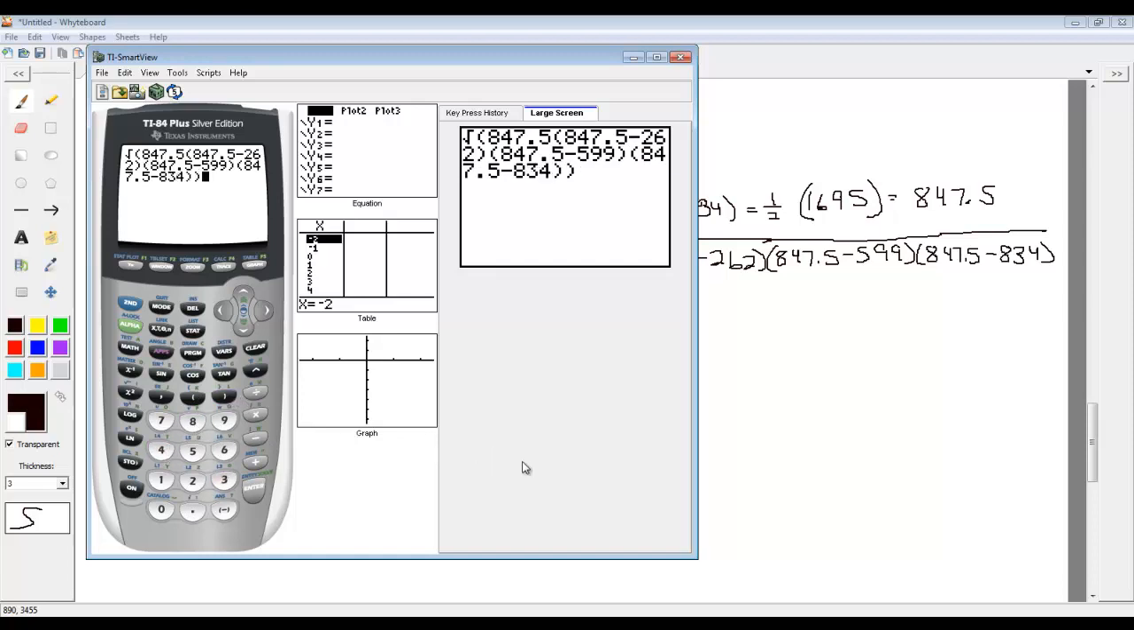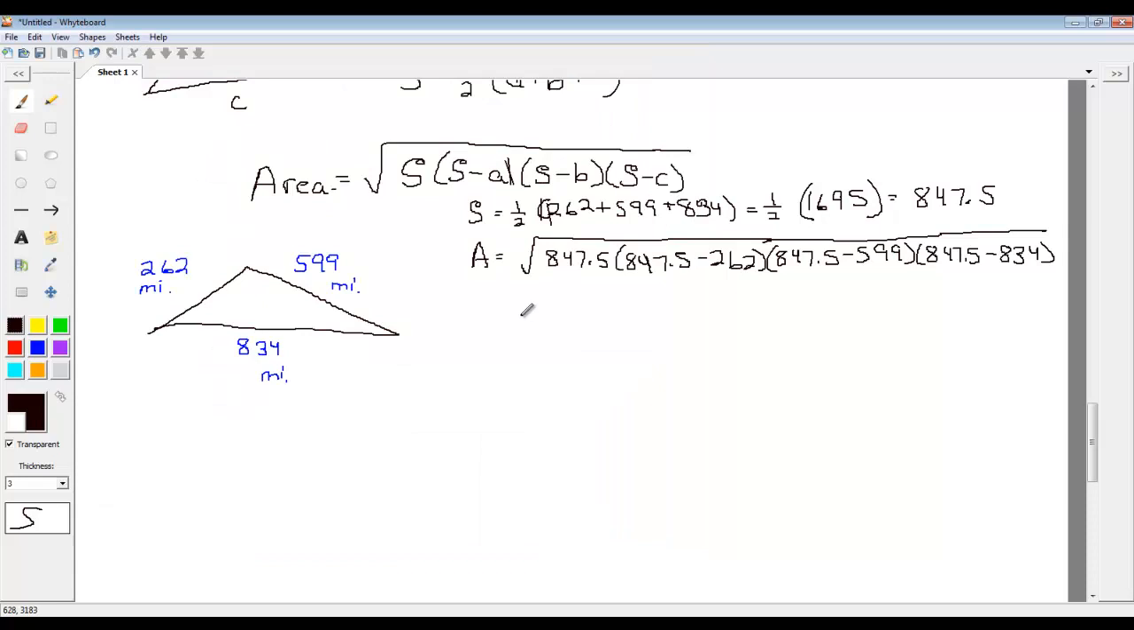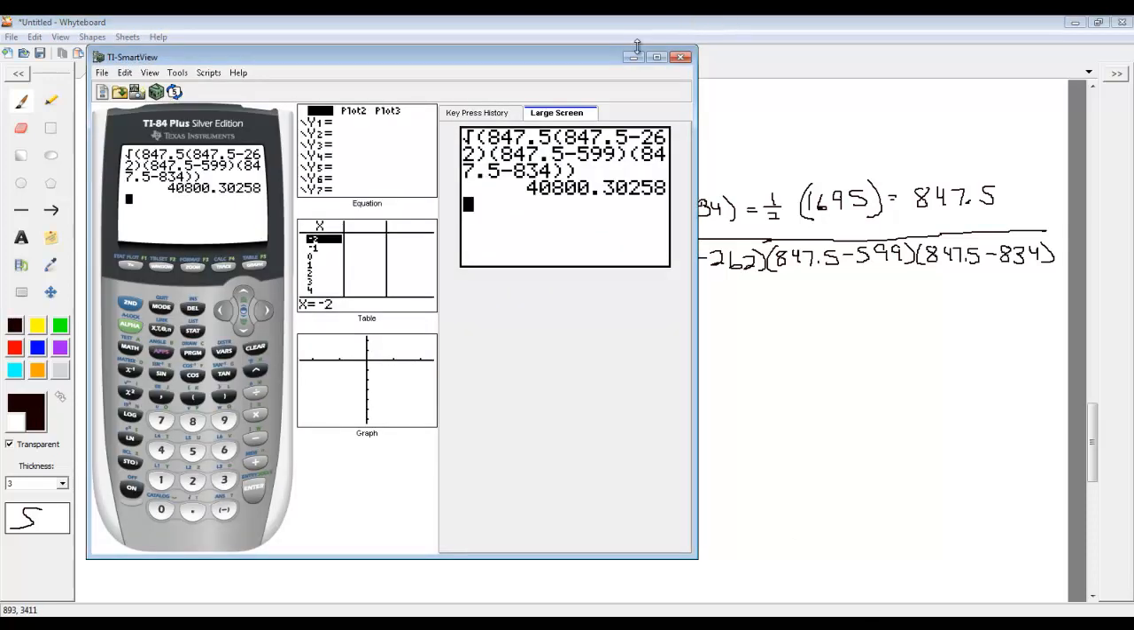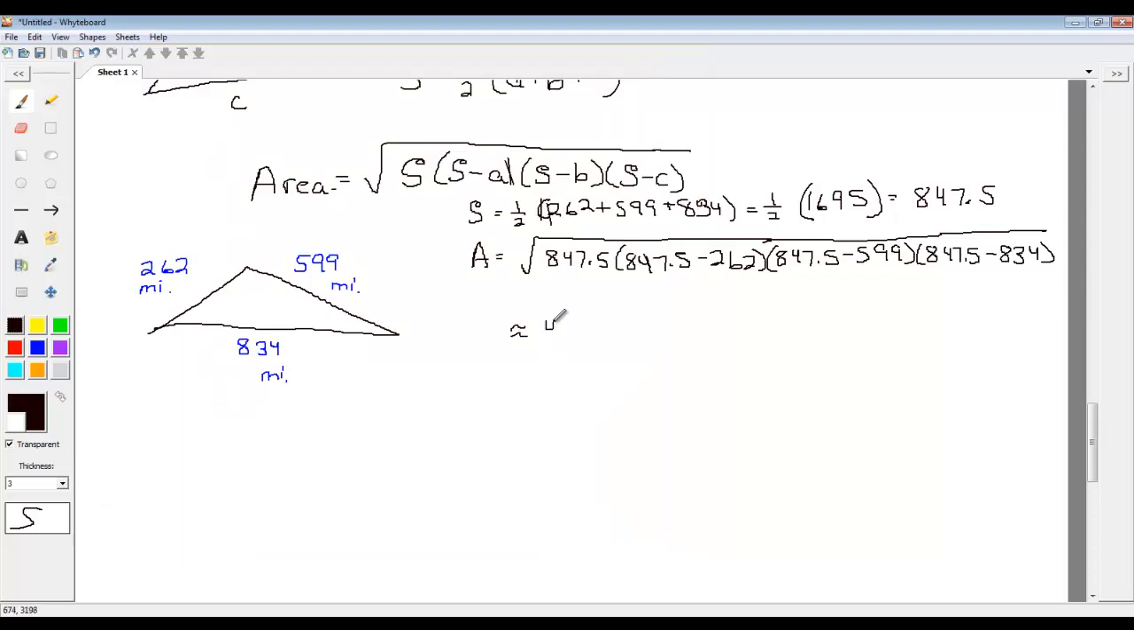Look it over real quick here, make sure everything looks in order. Hit enter. And we get about 40,800 square miles. Sides were in miles, and this is area, so we say square miles. So I found the area using Heron's formula.